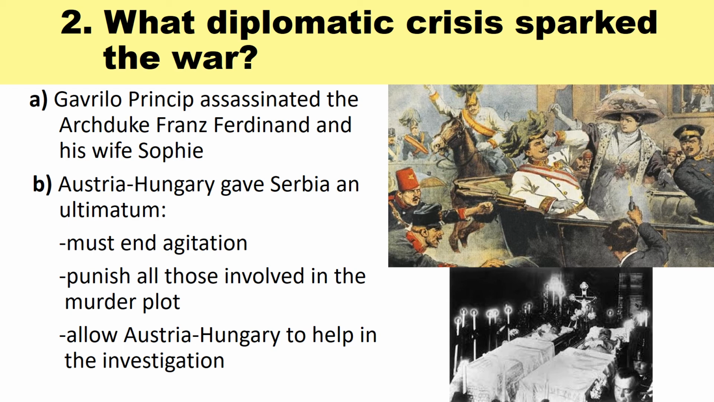All right, so parts of this ultimatum, Serbia needs to end their agitation against Austria-Hungary. They need to punish all those involved in the murder plot and allow Austria-Hungary to help in that investigation. There are other things too. These are some of the major ones. One of the things that Serbia doesn't like here is the fact that they would actually end up giving up parts of their independence. I'll mention that a little bit later.